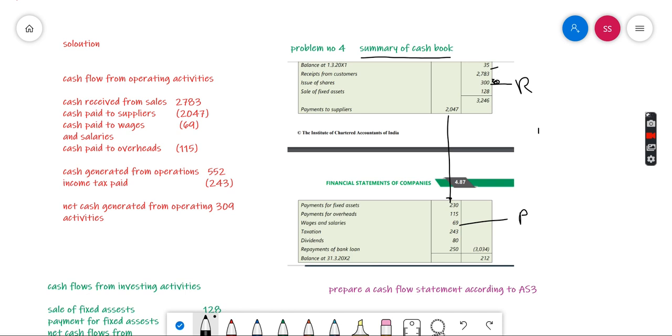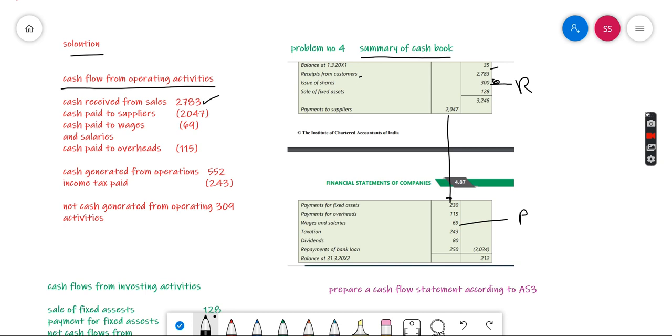indirect method. So in any question, unless you find net profit, use the direct method only. If they gave any information relating to net profit, then use the indirect method. Okay, so let's start the solution. Cash flow from operating activities. First one, receipts from the customers, nothing but cash received from the sales, which is 2783.